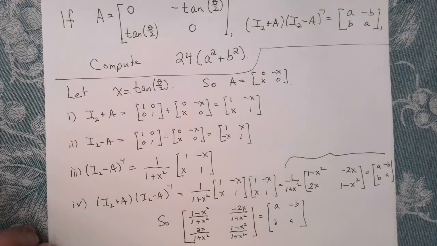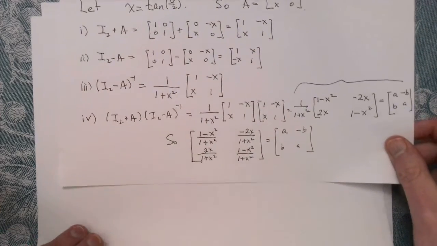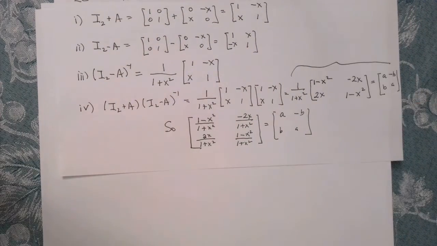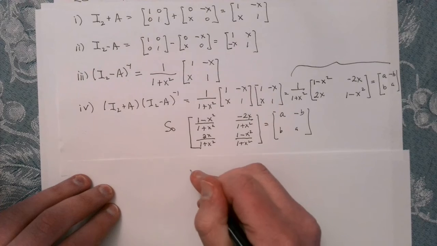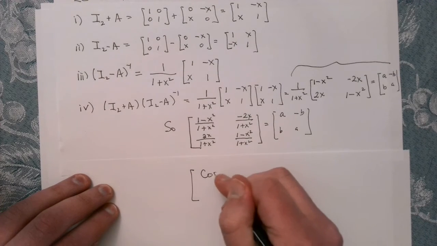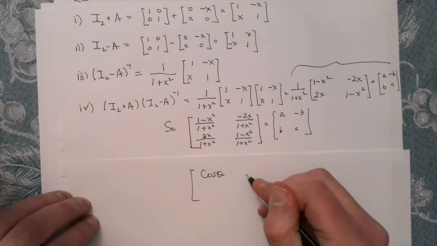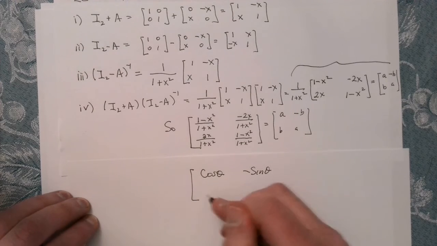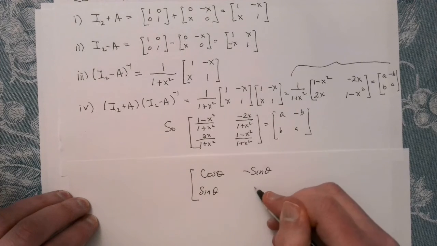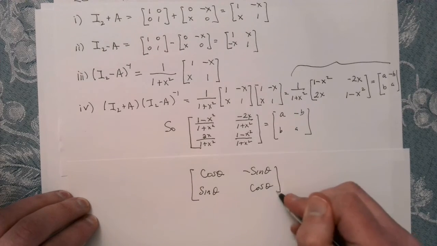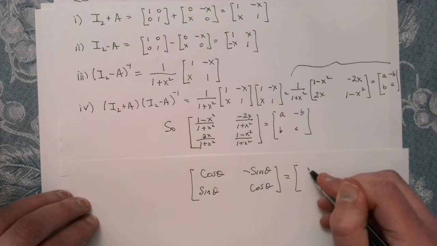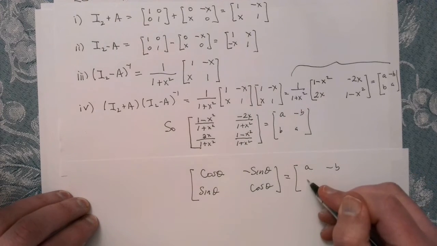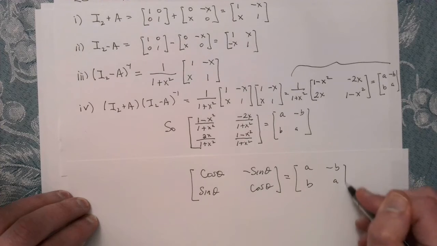But if we think about our Weierstrass substitution, this reminds us of cosine, and this reminds us of sine of theta, right? So going with our Weierstrass substitution, that's the same thing as cosine of theta, minus sine of theta, sine of theta, cosine of theta, and that's equal to A, minus B, B, A.